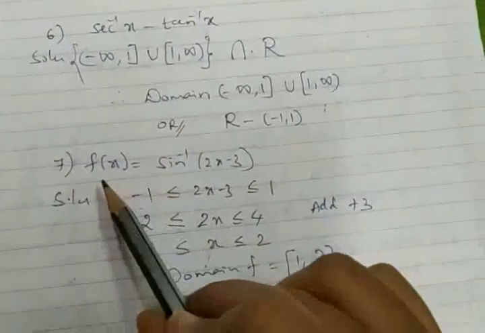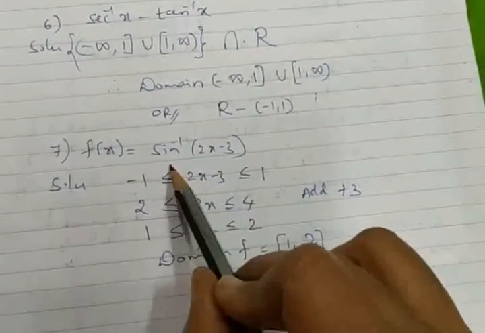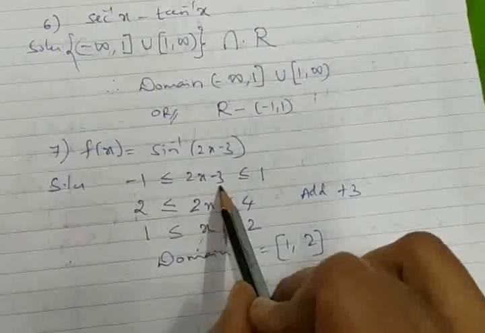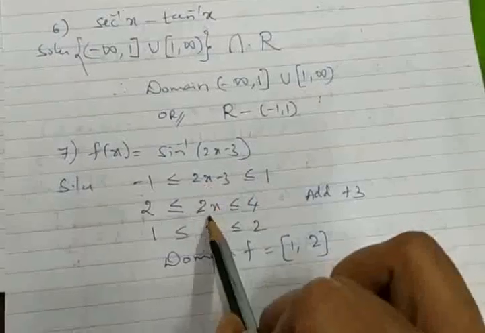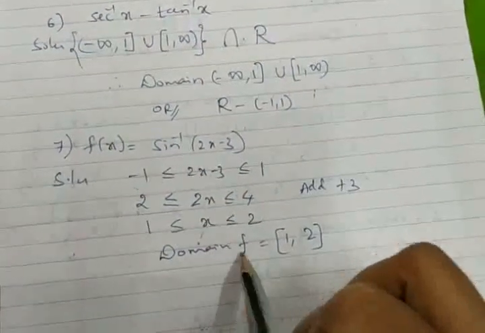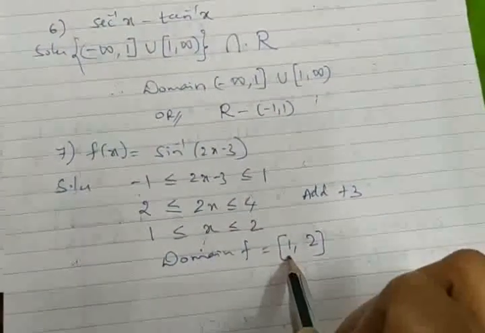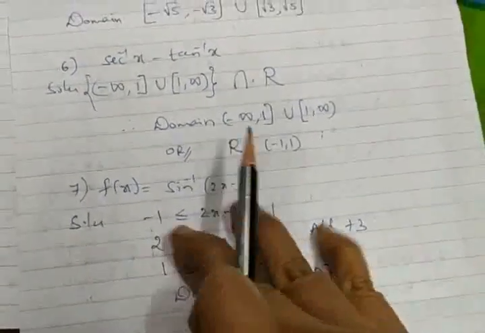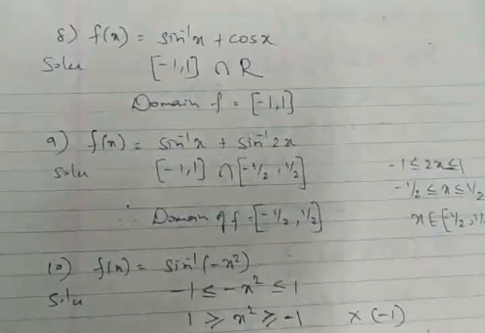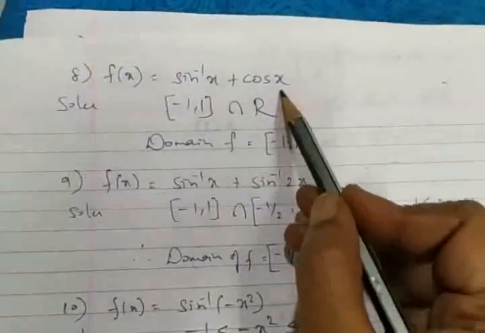Next, I have taken here the function f of x as sin inverse of 2x minus 3. The quantity 2x minus 3 should lie between minus 1 and plus 1. Got it? The whole simplification I have done here, please go through it. We find the domain for this as 1 comma 2, closed interval. Okay, this should be the answer. So next question, 8-1, sin inverse x plus cos x.